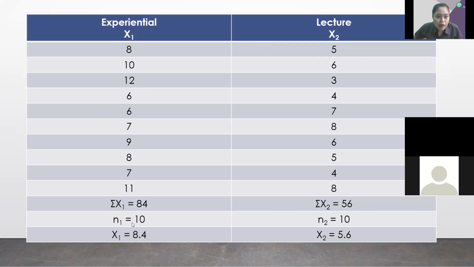So dito yung N1 natin ay just 10. Anong ibig sabihin ng N? Sample size or the number of observations. So kung bibilangin mo yan, 1, 2, 3, 4, 5, 6, 7, 8, 9, 10. Meron kang 10. Okay? And that is also true for the group 2. The N or the sample size is 10.